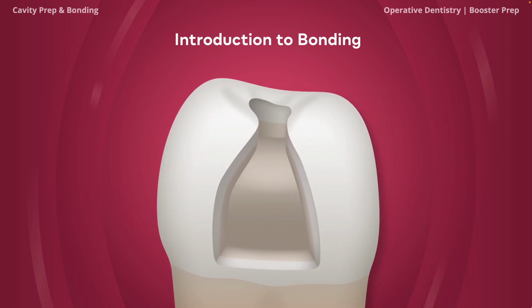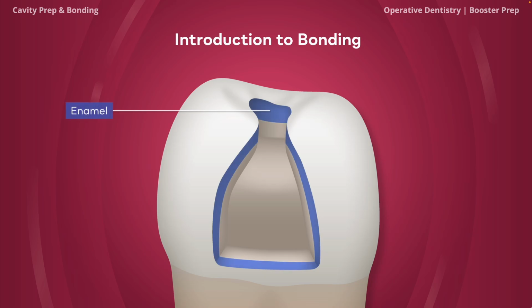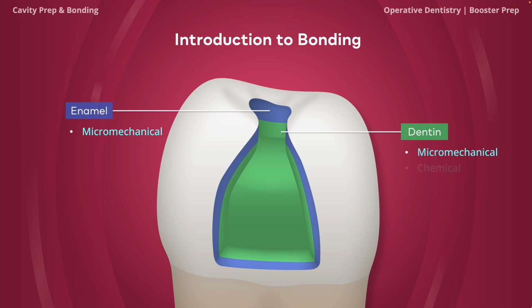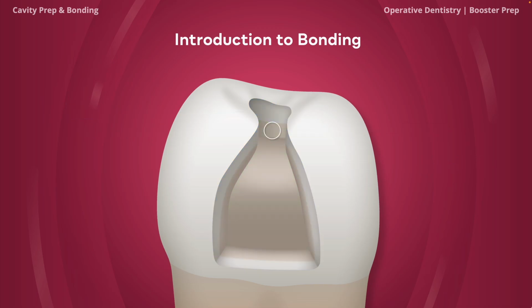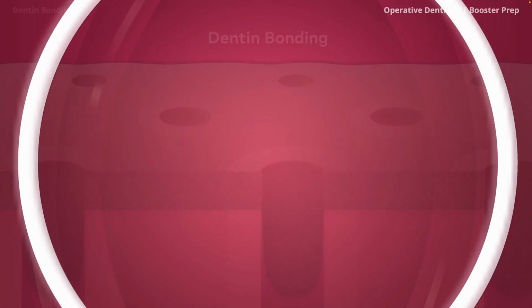Now, bonding to enamel and dentin work in slightly different ways. In the case of enamel, bonding relies primarily on micromechanical forces, whereas for dentin, micromechanical forces are complemented by chemical bonds between the bonding agent and the collagen fibrils located within dentin. This is a bit of an important topic, so let's zoom in and take a closer look at how all of this works. And we'll begin with dentin bonding.